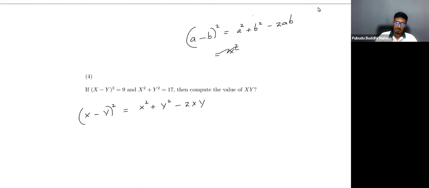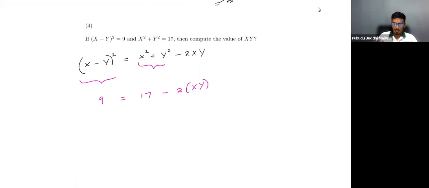Quite similar. This part equals 9. Here 17 minus 2 times xy. I would like to express that one inside a bracket. Now we need that value. Again, it's like 9 equals 17 minus 2w. A situation like this. Solve this one like a linear equation.